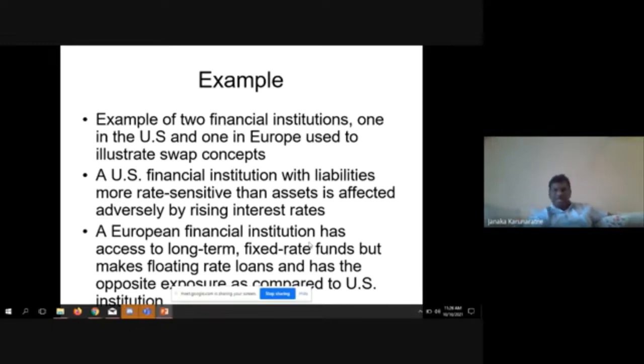Now let's say a US financial institution with liabilities more rate sensitive than assets is affected adversely by rising interest rates. If you take a US financial institution, your bank, you have more rate sensitive liabilities than assets, so you are subject to interest rate rise, which will affect you adversely.